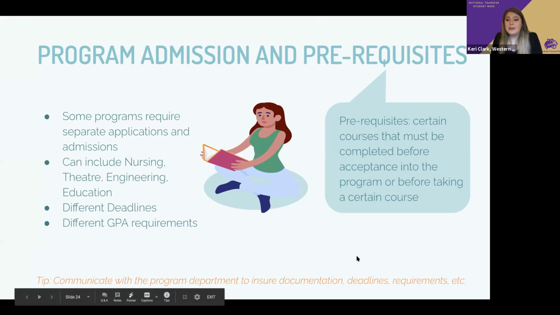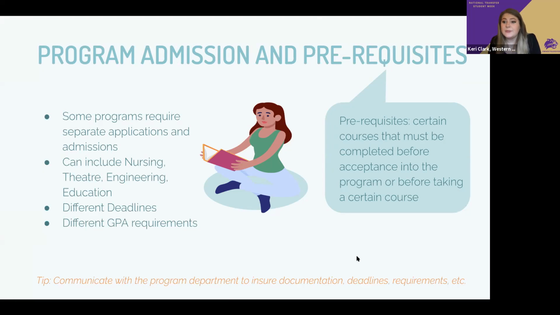And now, if you have been admitted, some programs do require a separate admission process. Now, this usually includes programs such as nursing, theater, engineering, even education. They require different deadlines, different GPA requirements. With the performing arts majors in particular, sometimes we require portfolios or even auditions. So it's important to communicate with the department and ensure that you've got the correct documentation, you're meeting the correct deadlines and meeting all the other requirements necessary for that program admission.